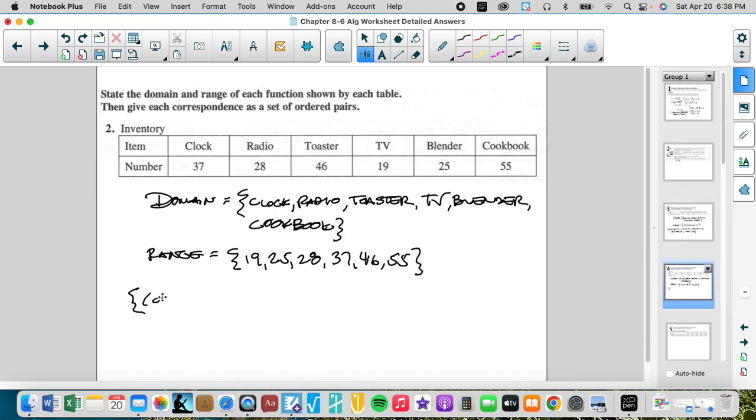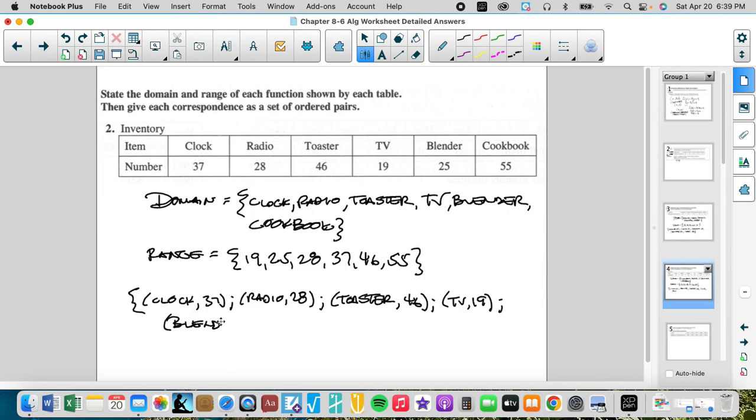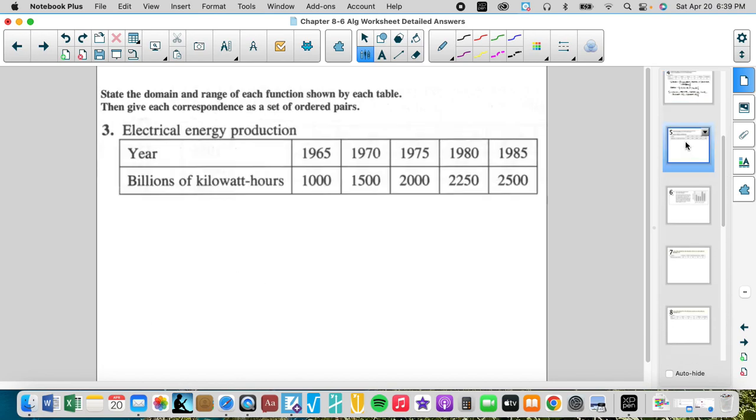And then they have clock, comma, 37. They have radio, comma, 28. They have toaster, 46. Yep, this is real fun. It's good practice. I know it may not seem like we're going to use this skill very much in Algebra 1, but parentheses, because we want it as a coordinate, blender, but we do it, and we do it properly, and we do it technically correct. We want to do cookbook. All right, cookbook, comma, 55, and close it. So yeah, may not seem very relevant.